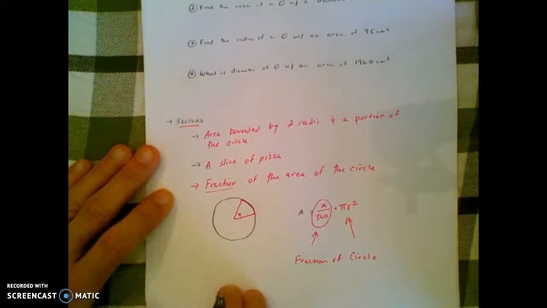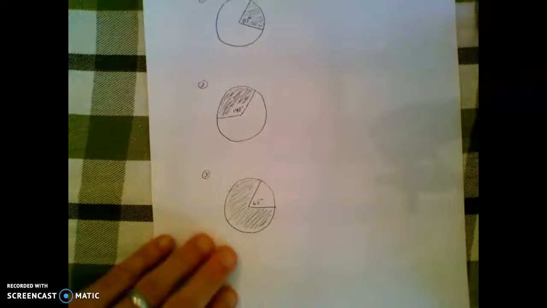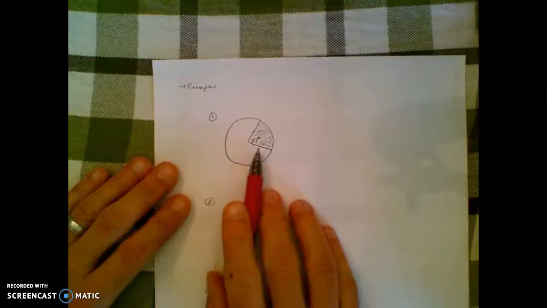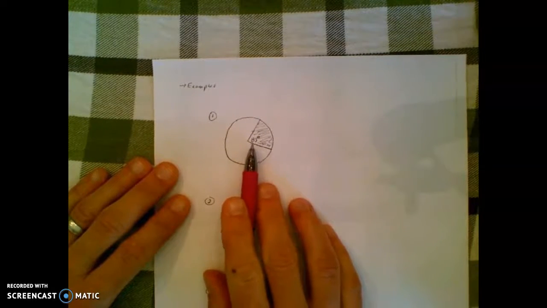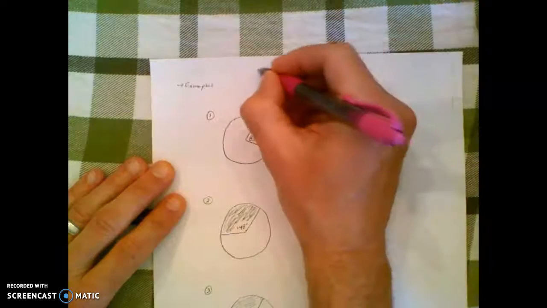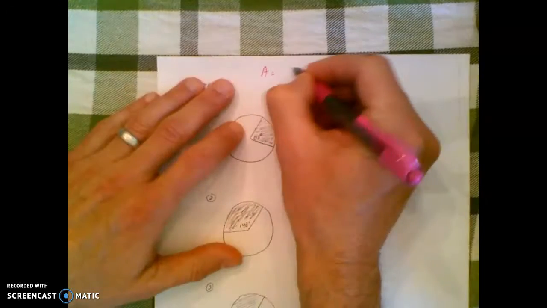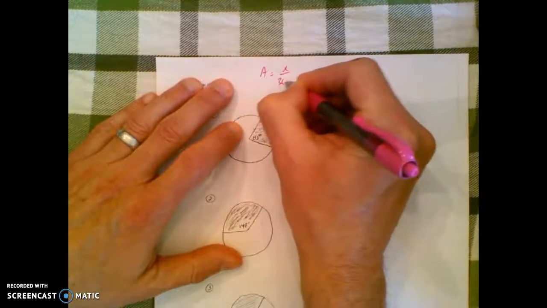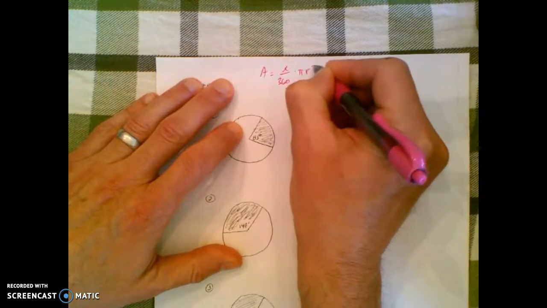So let's see if we can use it. Here it wants me to figure out the area of this slice of pizza. I have this 83-degree angle to work with. So the way you use the formula again, I'll put the formula up here again. Area is equal to x, which is the angle measurement, over 360 times pi r squared.